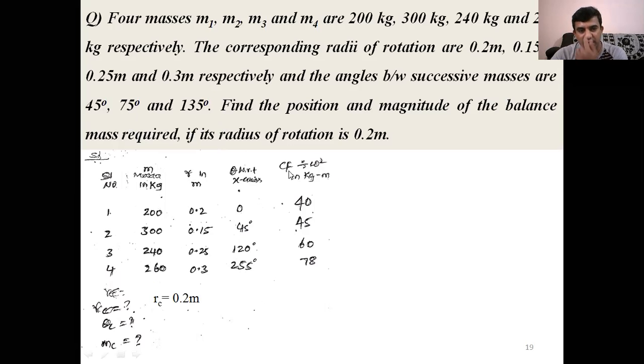And then you go for centrifugal force divided by omega square. Centrifugal force divided by omega square means m r omega square divided by omega square gets cancelled, right?